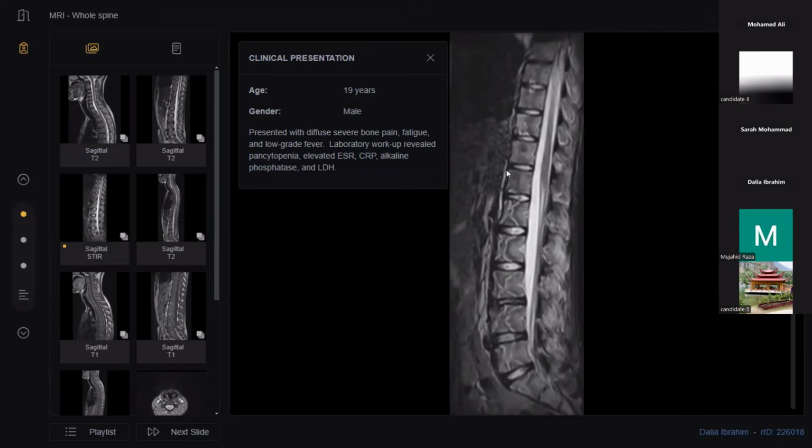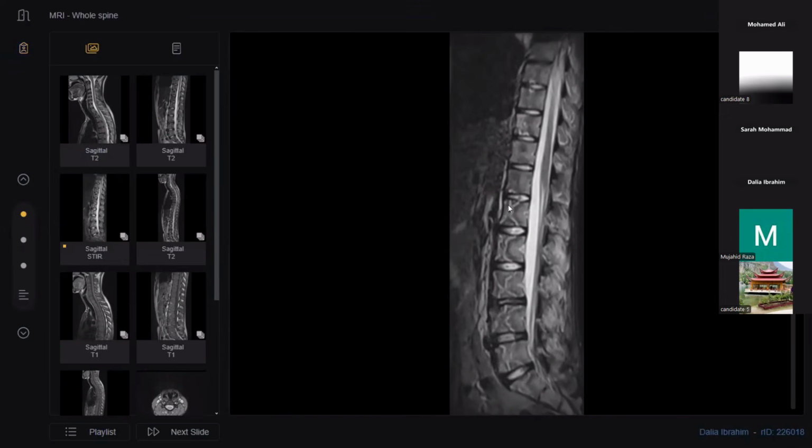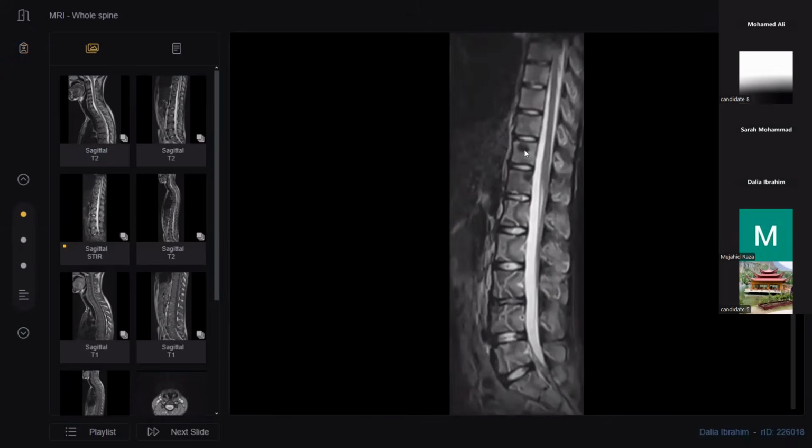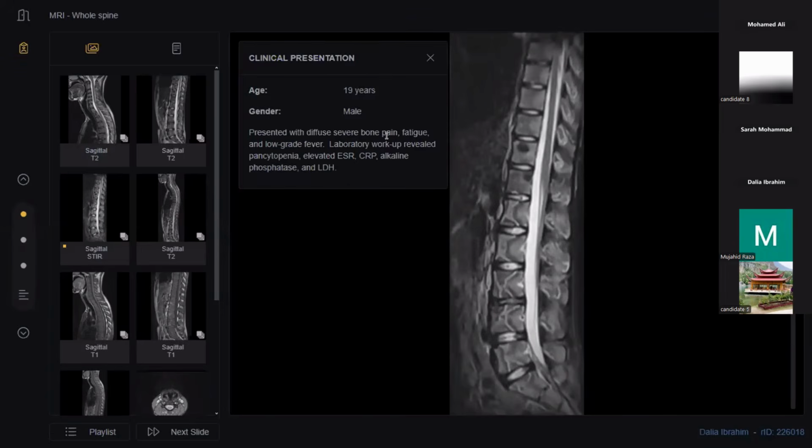But there were a lot of things against this possibility. Number one, the old age of the patient, and he is still not diagnosed with sickle cell disease. Number two, the diffuse abnormal marrow signal involving the rest of the marrow. Number three, the focal lesions which appeared here, those were scary for us. Number five, the presentation with pancytopenia, and the elevated ESR, CRP, alkaline phosphatase.